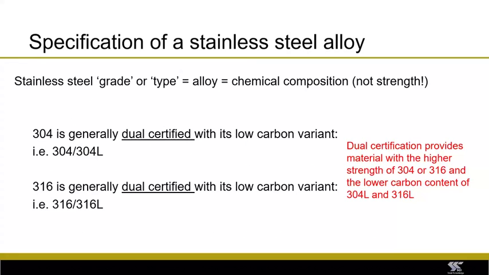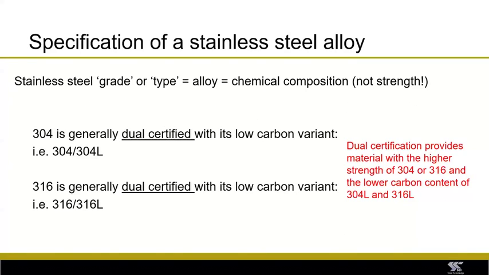When we use the term stainless steel grade or type, we mean an alloy, a chemical composition. We're not talking about strength. Now, this is confusing if you're familiar with the American standards, because they talk about steel grade 50, and 50 is the strength, isn't it? It's 50 KSI yield strength. But that's not the case for stainless steel. When we use grade or type or alloy, we mean the chemical composition. And I try to use the term alloy, but forgive me if I drop back into grade.